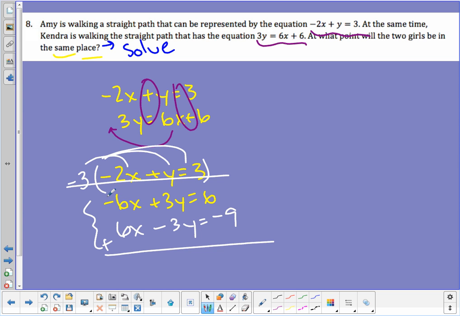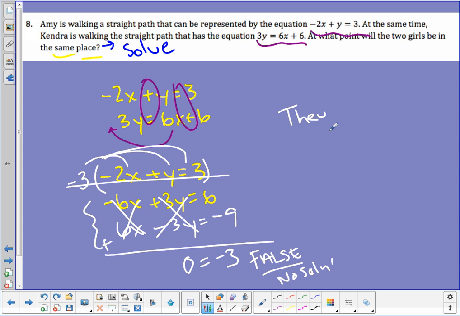Here's what happens. Negative 6x and 6x cancels. 3y and negative 3y also cancels. Uh-oh, now I'm left with nothing, or in other words, 0, on the left-hand side. Both variables dropped out. On the right-hand side, 6 minus 9 is negative 3. Now we have to ask ourselves, does 0 equal negative 3? Is that true or false? That is a false statement. That will never be true, which means there is no solution. Okay, so the true answer to this is their paths will never cross, or they will never meet. They will never be in the same place.